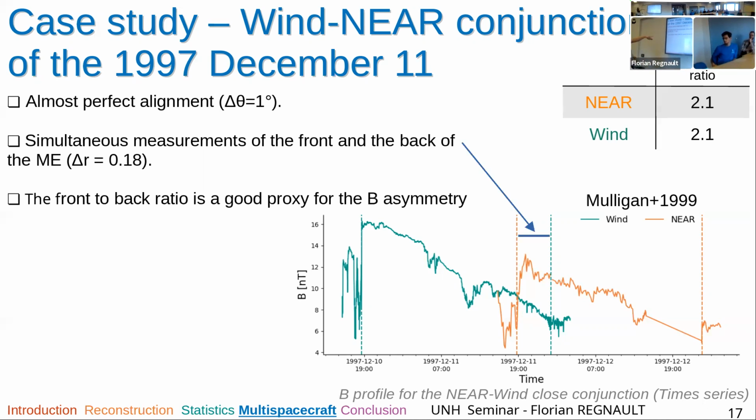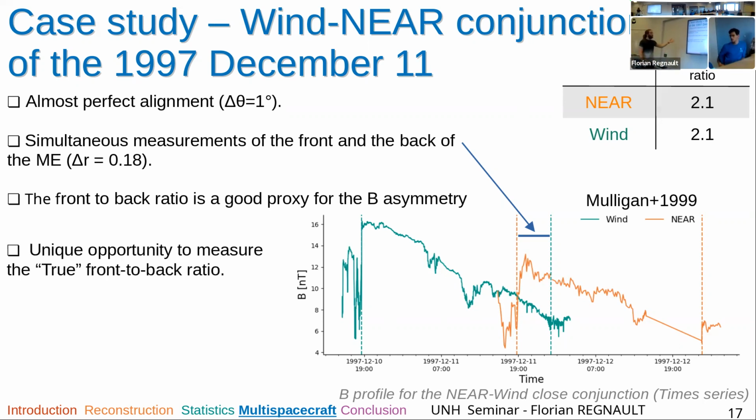But during this overlapping time that you can see here, we have the measurements of the front and the back of the magnetic ejector at the same time. We barely have any time evolution during this time. I think it's just 6-7 hours, which is quite short. So this corresponds to a unique opportunity to compute what we call the true front to back ratio, and it gives us a good estimation of the true asymmetry of the magnetic field profile. And then we obtain a value which is 1.4.